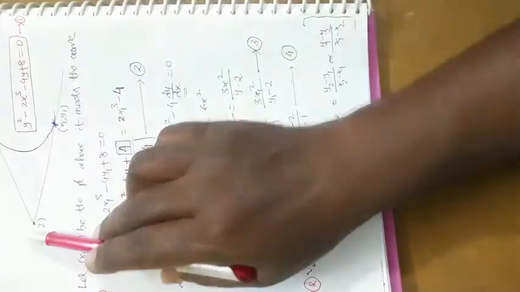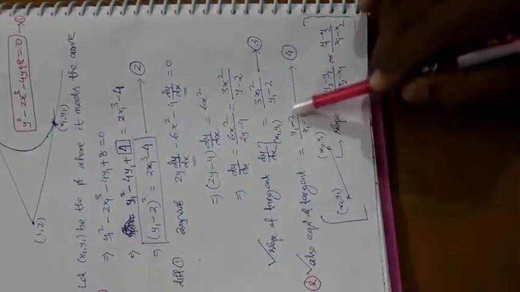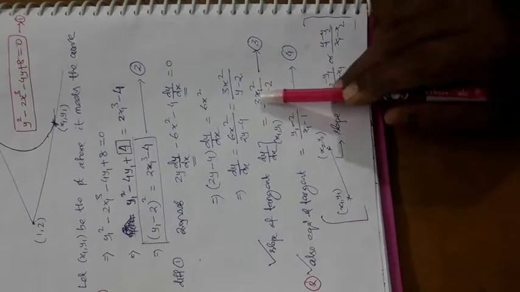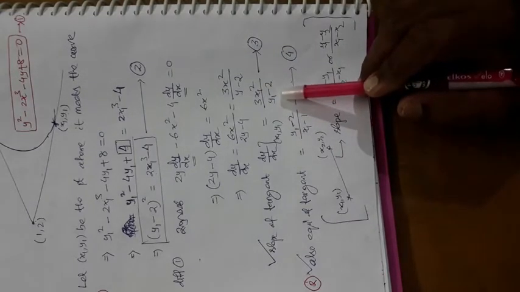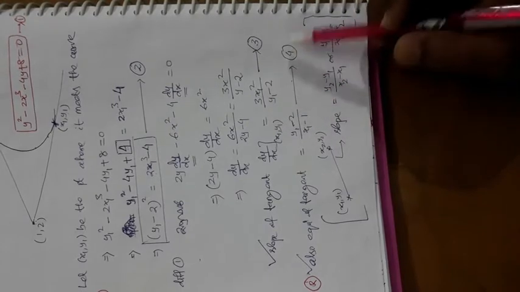So here the slope is what? (y1 minus 2) by (x1 minus 1). Here it is one slope. Here it is the slope 3x1 square by (y1 minus 2). So we can equate both slopes, equations 3 and 4.